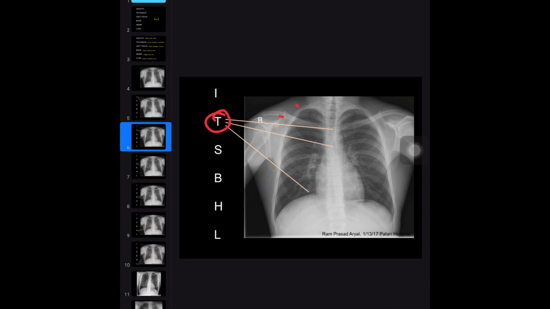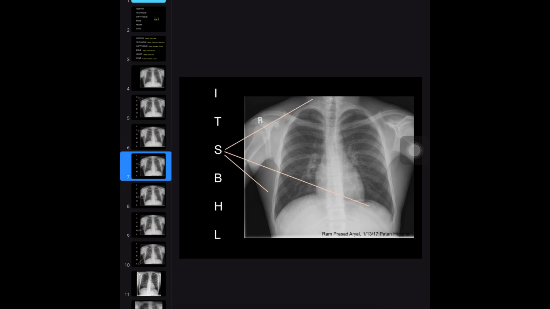And for the inspiration, you have to look at whether the lungs are fully inflated or not. And for the S, soft tissue, you have to look at the neck, and the another is abdomen, and another is the thorax. You have to look at the thorax region. So for the soft tissue, we have to look at these things.